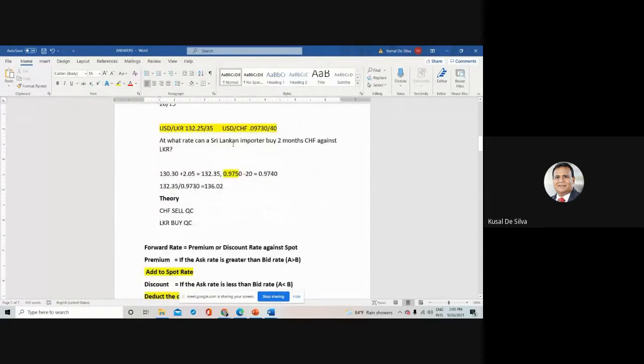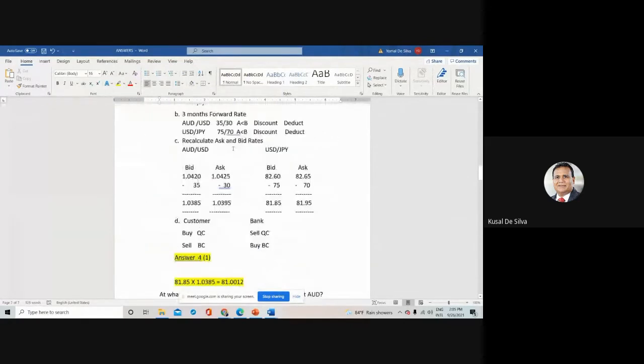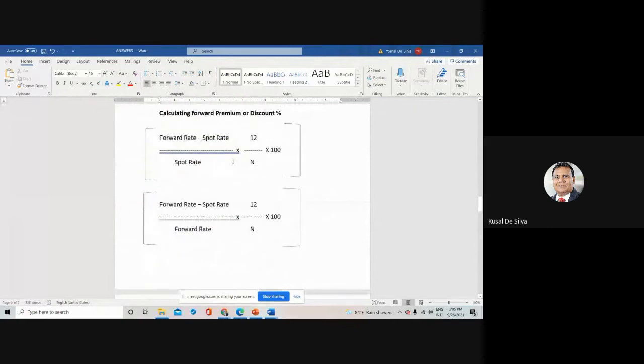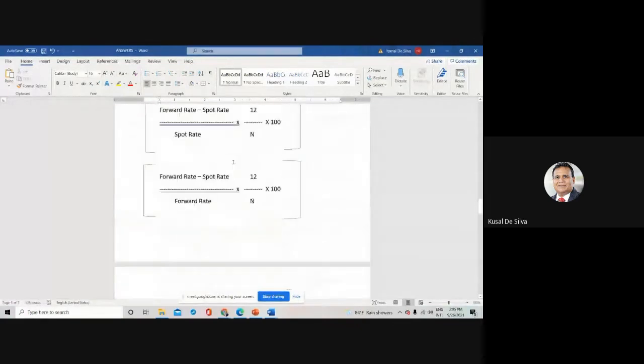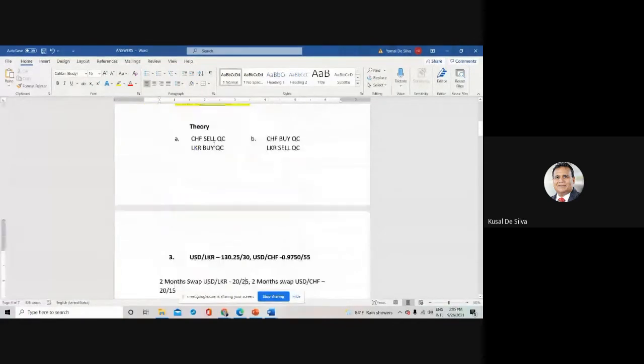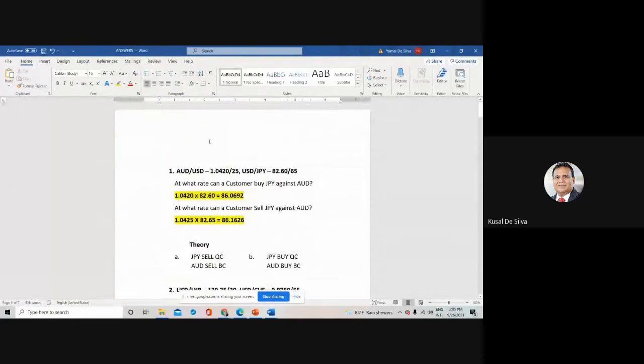I will ask Ms. Menaka to share the details with you, the detailed answer, so that you can work it out and see on your own. Then you can look at the theory and understand the basis. Any other clarification you need?